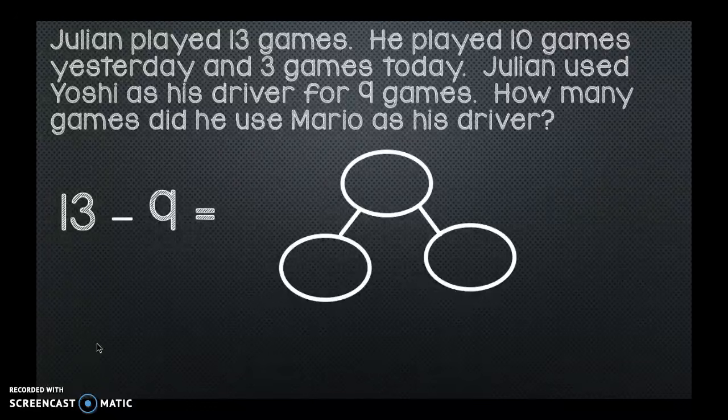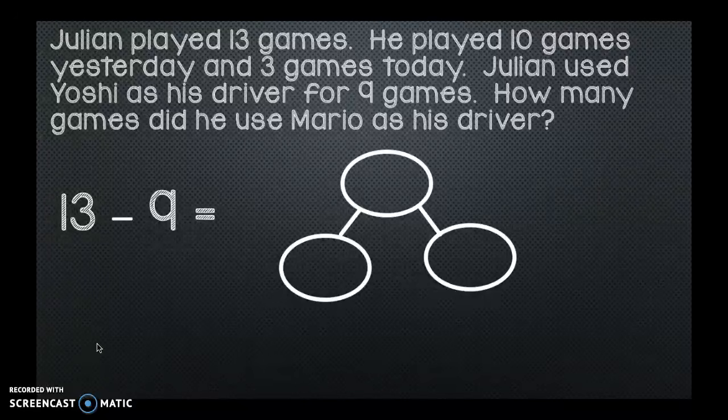I'm going to read you the first 2 sentences together. I want you to draw that number bond on your dry erase board or your math journal, and I'm going to see if you can fill in the number bond without my help. So here we go. Julian played 13 games. He played 10 games yesterday and 3 games today. Friend, can you go ahead and fill in that number bond? Press pause until it's filled in and press play when you're done to check it.